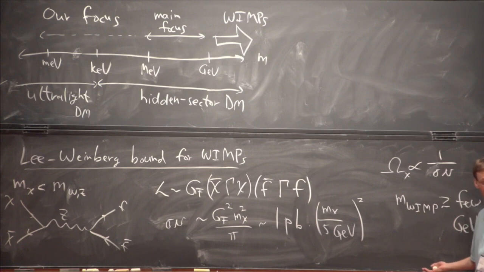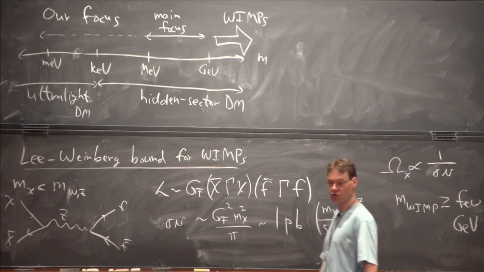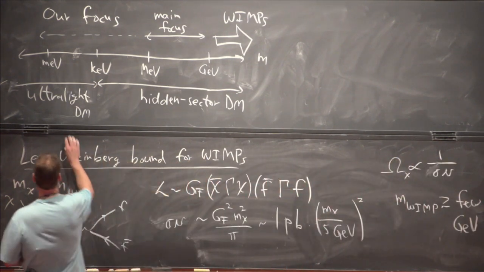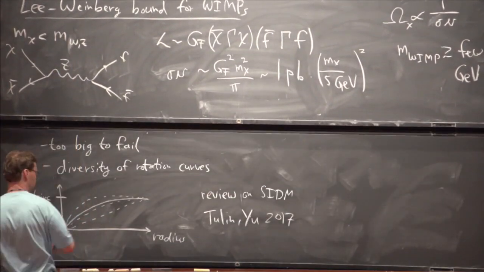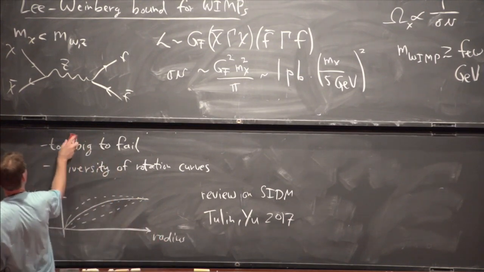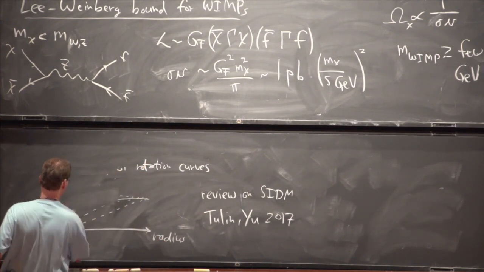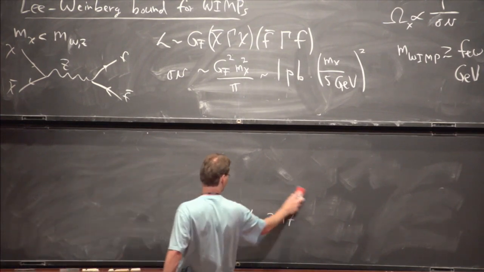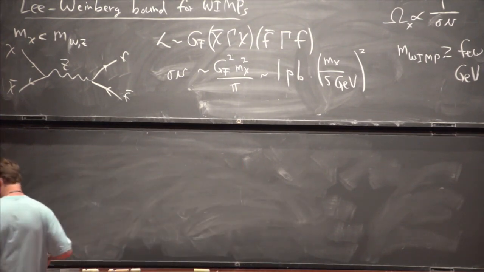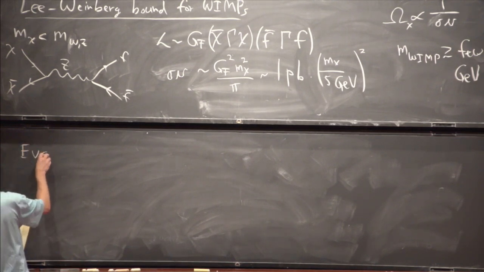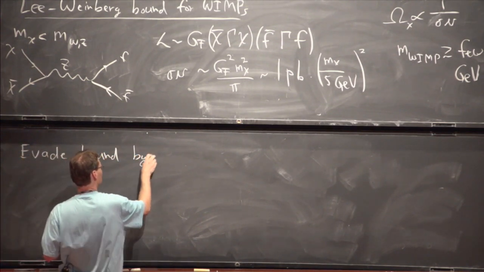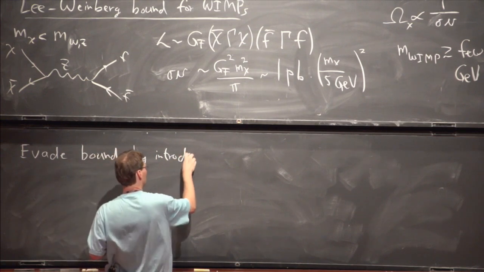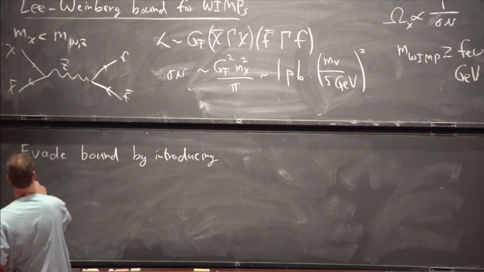Now, it's easy to evade this bound, but we can't do it in the standard model. We can't do it with standard model forces. One way to evade the bound is to introduce light mediators. So let's do that. One simple way of doing that is to consider some effective Z prime model, evading the bound by introducing a light mediator.